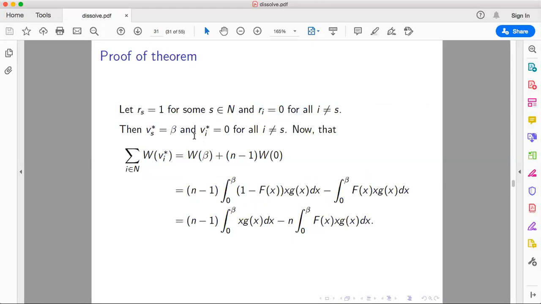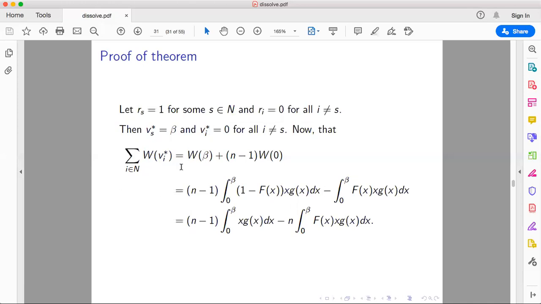But if Ri is equal to 0, then those V star i's are equal to 0, because G of 0 is equal to 0. And if Rs is equal to 1, then V star S has to be equal to the upper bound of the distribution, which is beta. So V star S is equal to beta and everything else is 0.